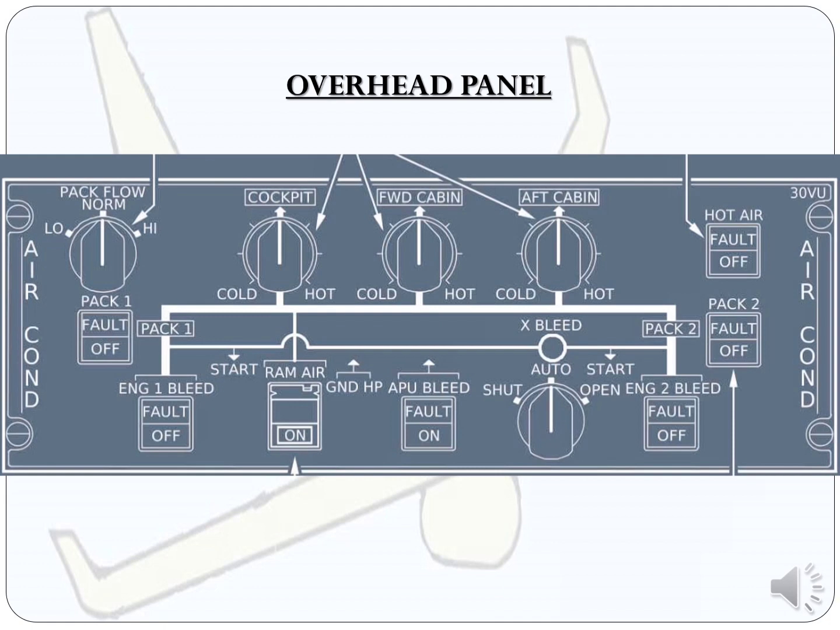Overhead panel in the cockpit. Normally the air conditioning panel is shared with the pneumatic system as well as the air conditioning systems. You can see here the pack flow control selector, that is low, normal and high. Low is for 80% air supplied, normal 100% air supplied, and when high is selected, 120% of air will be supplied. You can see the temperature selections for the cockpit, forward cabin and aft cabin.